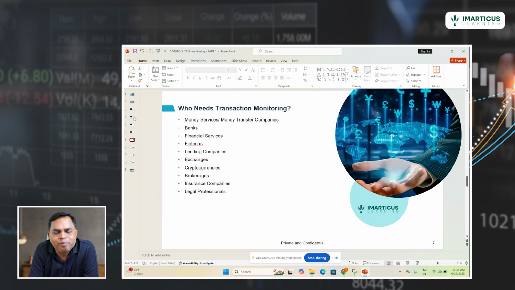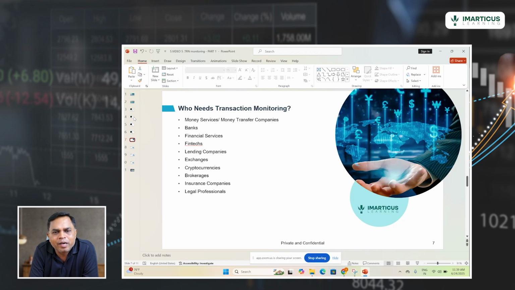Then we have lending companies, which can be a bank or a financial institution which provides lending services to their retail clients or corporate clients. So they have to perform transaction monitoring. Then we have exchanges. Exchanges are basically the stock exchanges or any authorized entities where the buying and selling of securities takes place. So it is mandatory for them to perform the transaction monitoring.